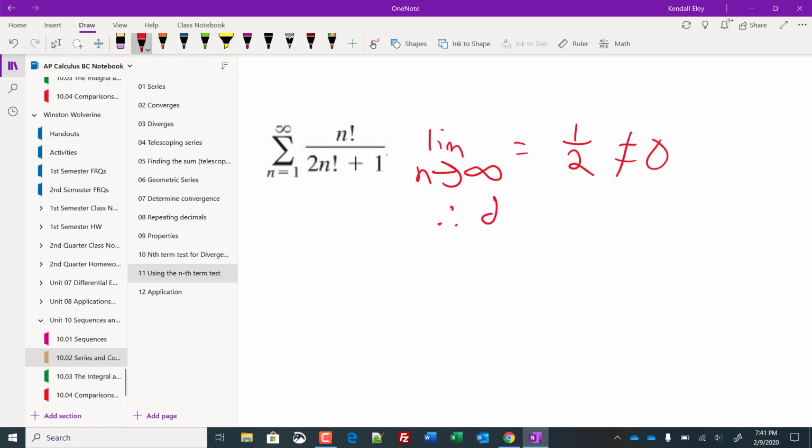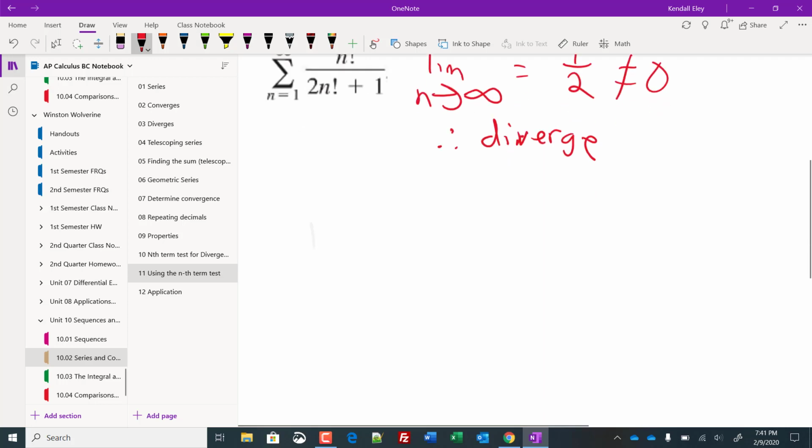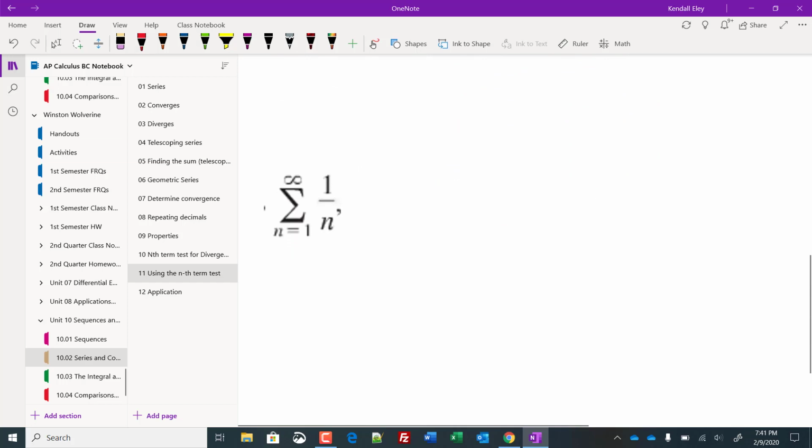Therefore, we can again say that this series is going to diverge. Okay? And then the third one on this page, what about the limit as n approaches infinity of 1 over n? Well, we know that as n gets larger and larger on the bottom, this limit is 0. So it's a 0, but that doesn't tell us anything.